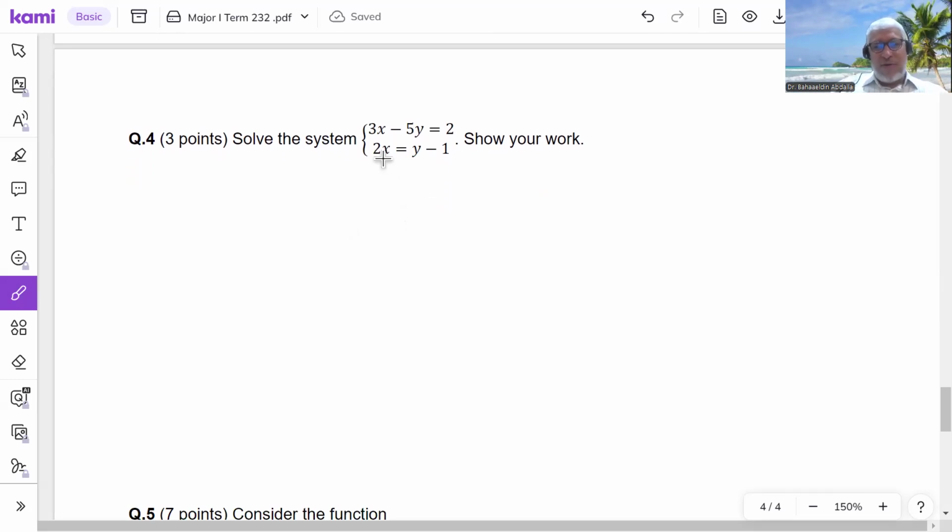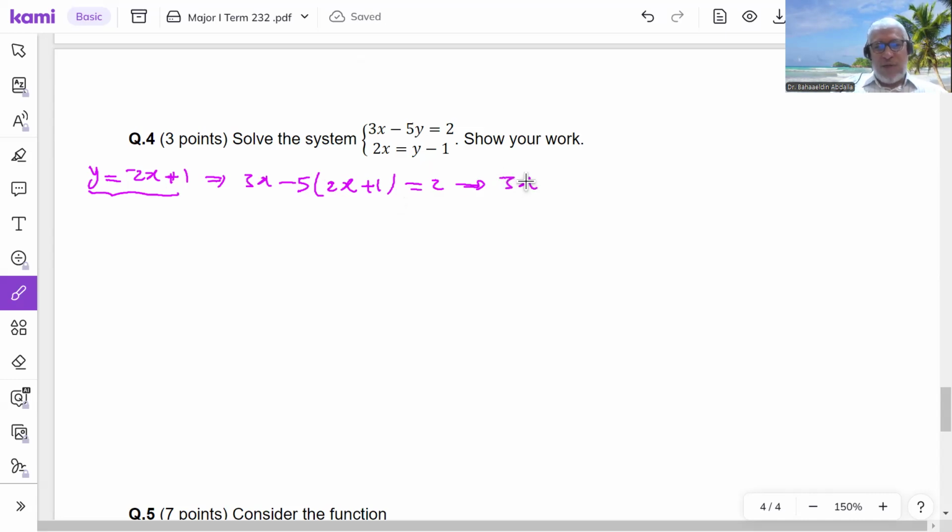I have 2x equals y minus 1. So I can solve the second equation for y. It's in fact 2x plus 1 if I take 1 to the other side. So now I can substitute in the first equation. Instead of y, I can replace it by 2x plus 1 because I found the value of y from the second equation. So 3x minus 5 times (2x plus 1) equals 2. I solve this equation and find the value of x.